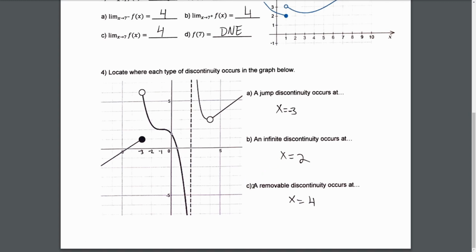And then finally we have a removable discontinuity. So this happens at x equals 4. Basically, if we're drawing a line here, we're going to have to stop here because there's a hole and then keep drawing the line. So that's the removable discontinuity.